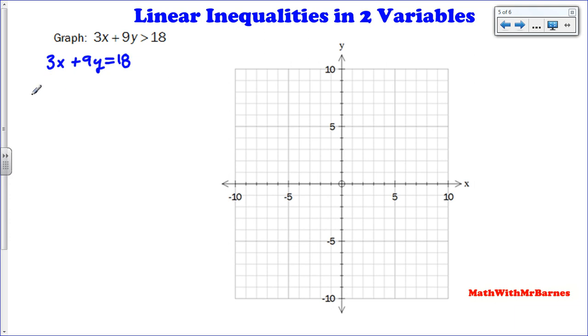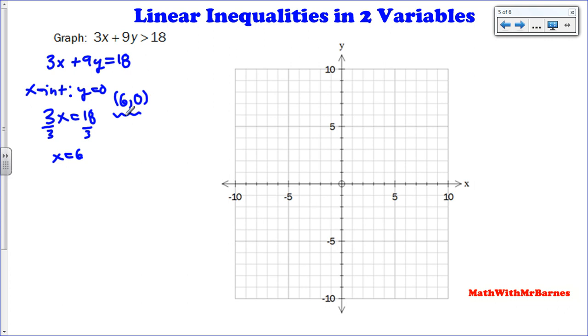I'm going to do it with x and y intercepts. First, I'm going to find the x-intercept by letting y equal 0. If y equals 0, this entire part goes away, so I'm left with 3x is equal to 18. Then I divide both sides by 3, so I get x is equal to 6. So I get an x-intercept of (6, 0). There's my first point.